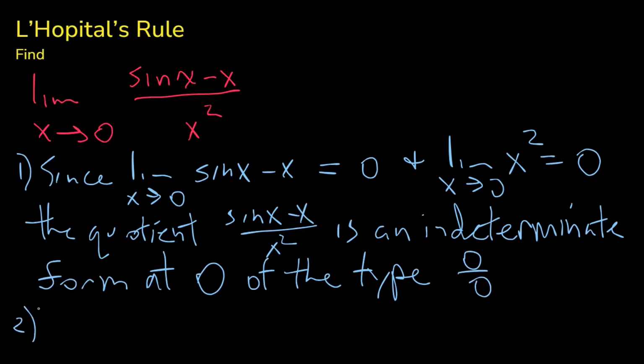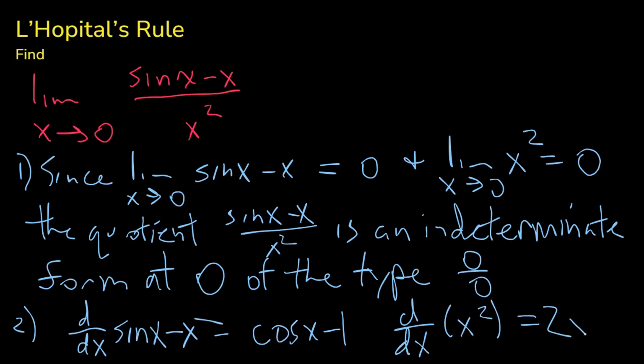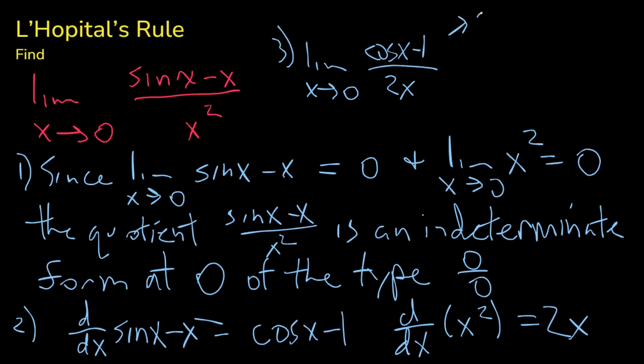The second step is to differentiate the numerator and the denominator. And then the third step is to take the limit. Now, the problem with this one is that if we take the limit as x approaches 0, the numerator and denominator both approach 0 as x approaches 0. So guess what we do? We have to apply L'Hopital's rule again because this is now another indeterminate form.